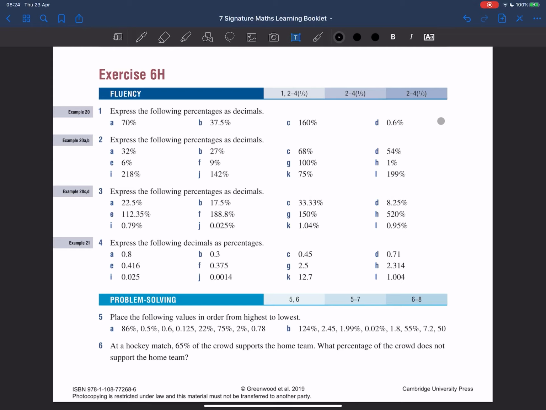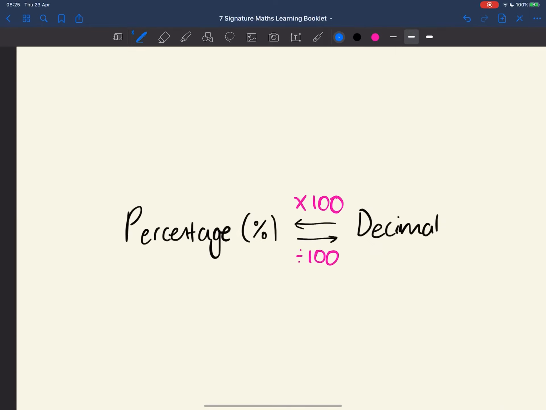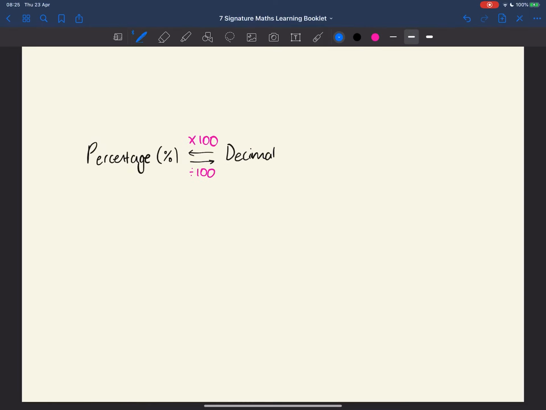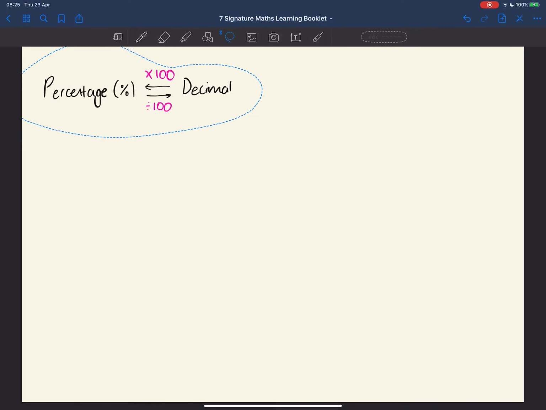This is around converting between percentages and decimals. So you might be given a percentage and asked to convert it to a decimal. Just remember that decimals and percentages, as well as fractions, are all the same, they just look different. It's kind of like having three different languages. So I'll just chuck this up here for now. We'll come back to this idea.